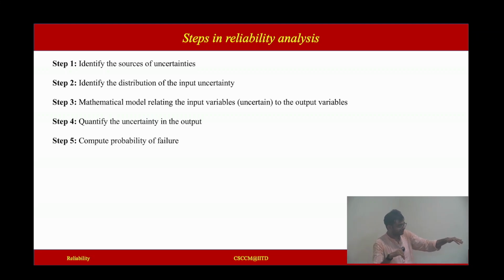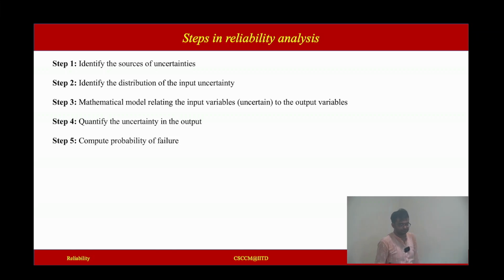So, I will repeat. First step is find out which variables are uncertain. Second step is quantify those uncertainties. Third is propagate those uncertainties. Fourth is now quantify the propagated uncertainty. Fifth is quantify reliability. These 5 steps, and then there can be a sixth one, design.